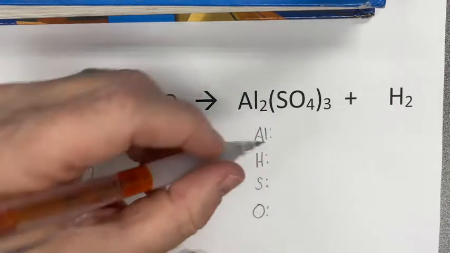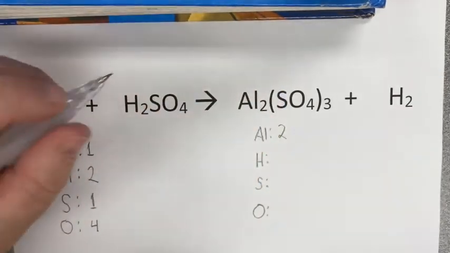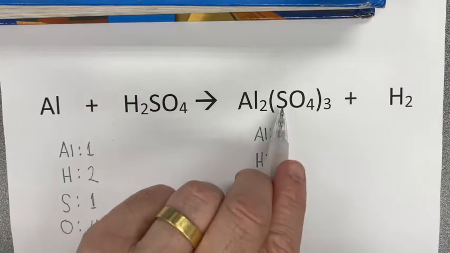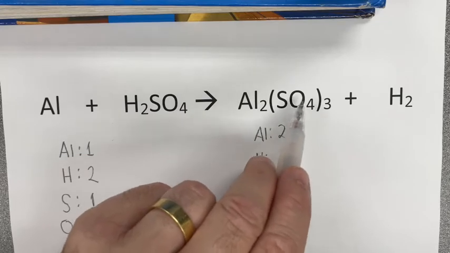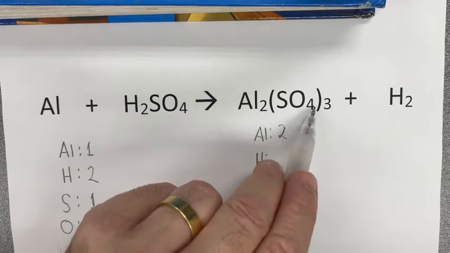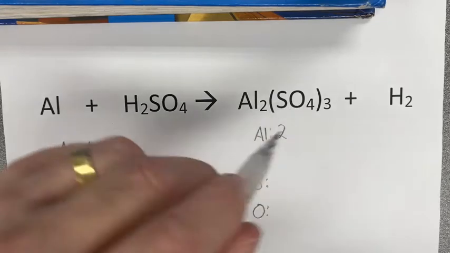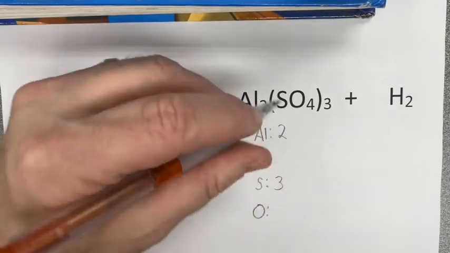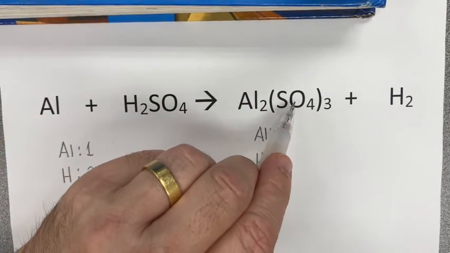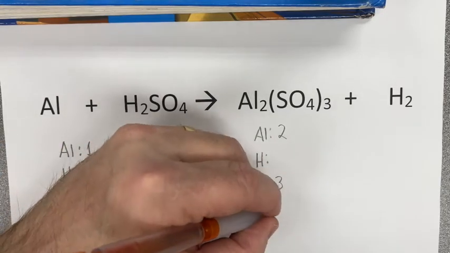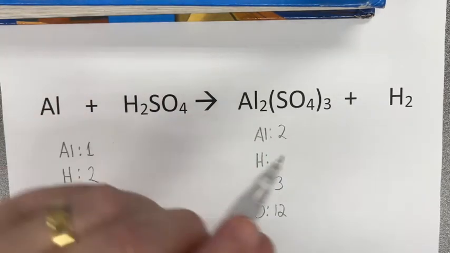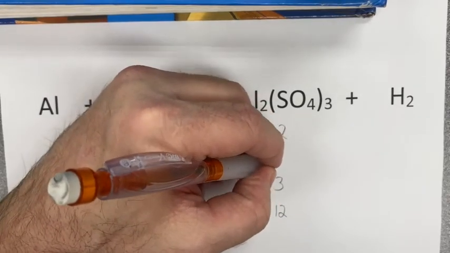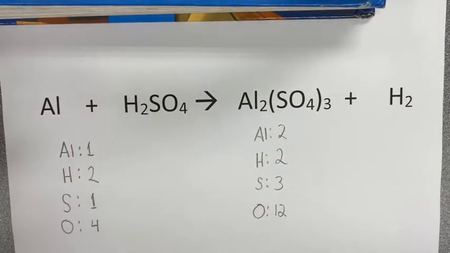Okay, on this side, we've got 2 aluminums. Look at this, we've got 3 of these SO4s. So this 3 is distributed into this parenthesis, into everything that's in the parenthesis. So it's 3 times 1 is 3 sulfurs, and 3 times 4 is 12 oxygen, and there's no other oxygen anywhere else. And we've got 2 hydrogens. So right now the hydrogen is the only thing in balance.